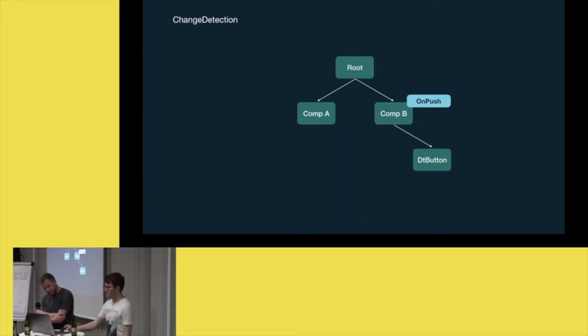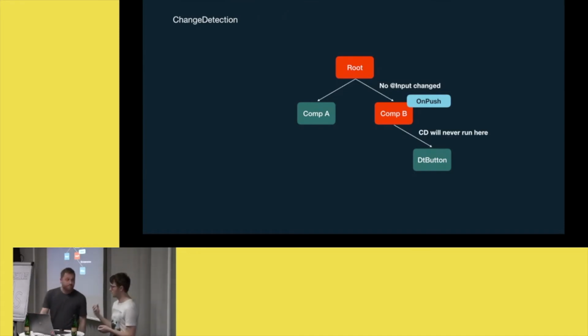But unfortunately, if somebody sets a component that's a parent component of our component to on push, we inherit this. So change detection starts again at the root level, and then no input change. No input might have changed for the component B, so change detection never runs for the button. So if you rely on change detection to be run all the time, you can never do any updates. So the DT button never gets any updates.